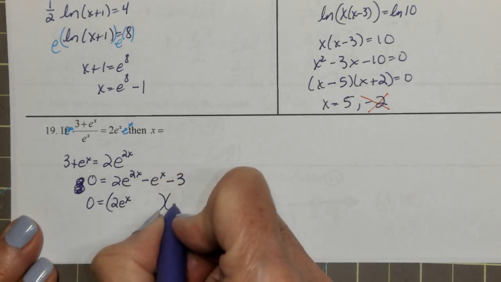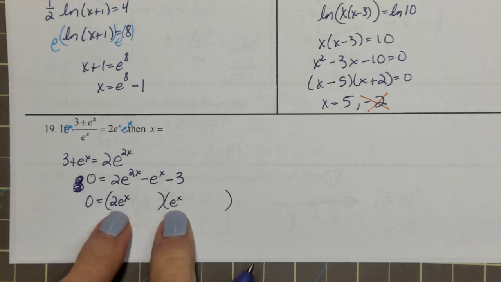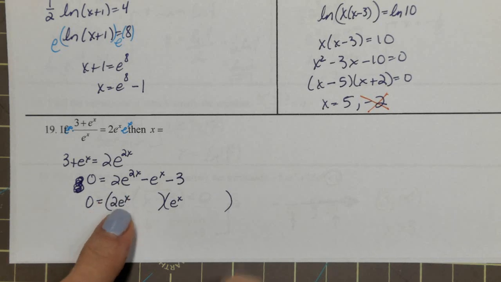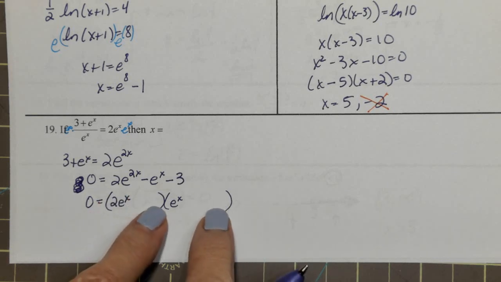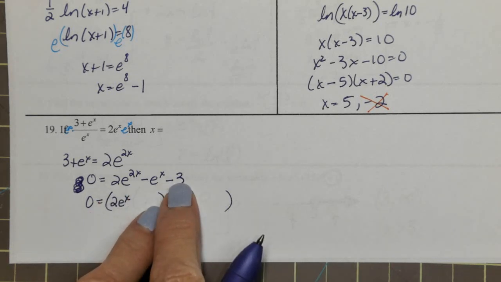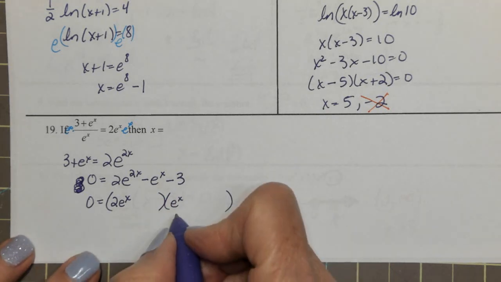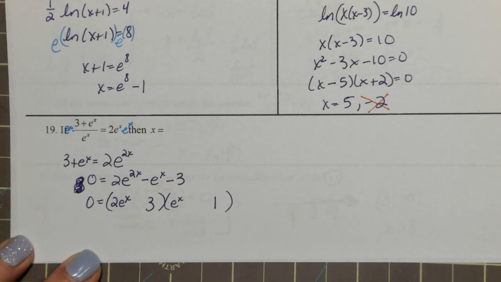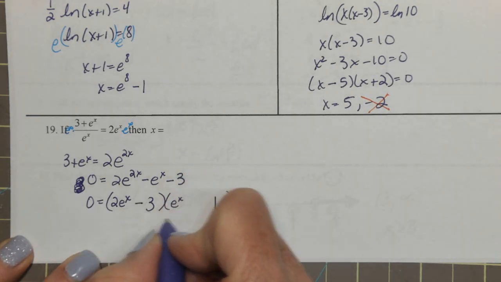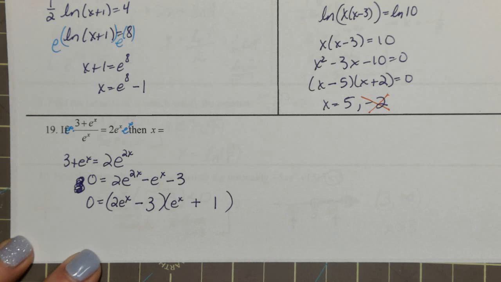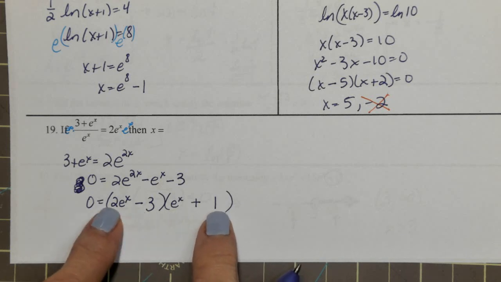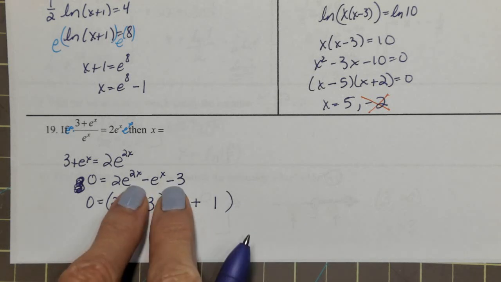2e to the x times e to the x. If I multiply those two together, I get 2e to the 2x. If I multiply these two together, I need to get a negative 3. And if I put the 3 here and the 1 there, I need to make this 3 negative. All I'm doing is factoring, just like you've done for a long, long time. If I FOIL this back out, I get exactly that.